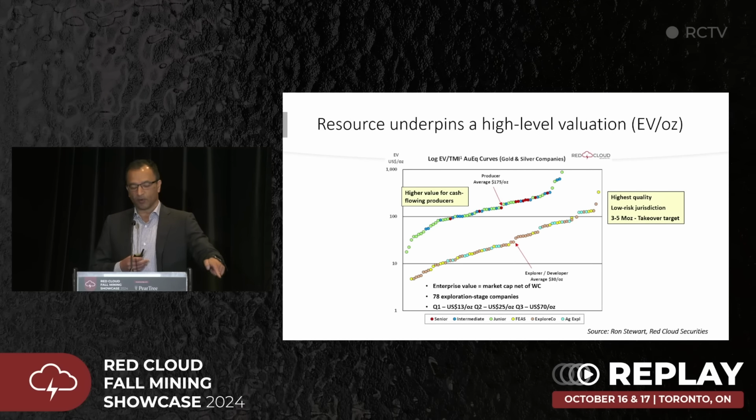And then he's got it for explorers and developers. And so you're talking $30 an ounce versus 175. Why the gap? Well, one person can convert it to cash flow, the other can't. But what you'll see is that every now and then, you'll see somebody up here. Those are the ones where the market has realized that that could be a mine, and that could be an M&A candidate. And these ones will trade like a producer in terms of an EV per ounce. And so that's what we're looking for. We're looking for these unicorns.